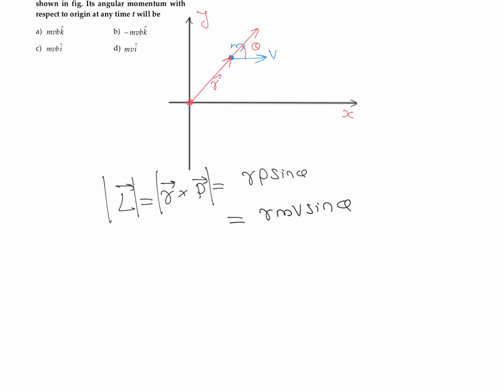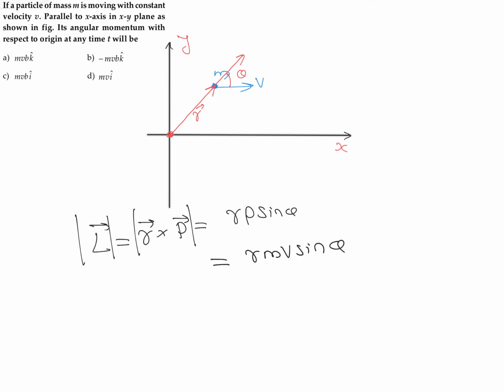Now we can observe that in the options it is given in terms of b. So what is b here? They should mention in the question what b is. Actually, b is this distance. If this angle is theta, then this component is r cos theta and this component is r sin theta. So the value of b is equal to r sin theta.